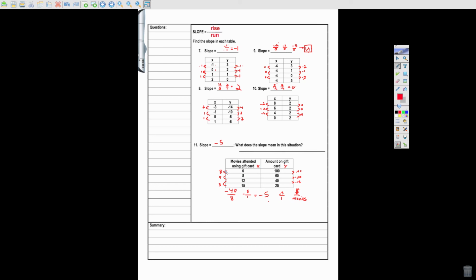And then the last one you can see is the same steps. It went up by 8 on the x-axis. It went down by 40. So -40 over 8. That reduces down to -5 over 1. Okay, and what does that slope mean? It means that every time you went to the movie, so one movie, you're taking away $5 if you reduce that down.